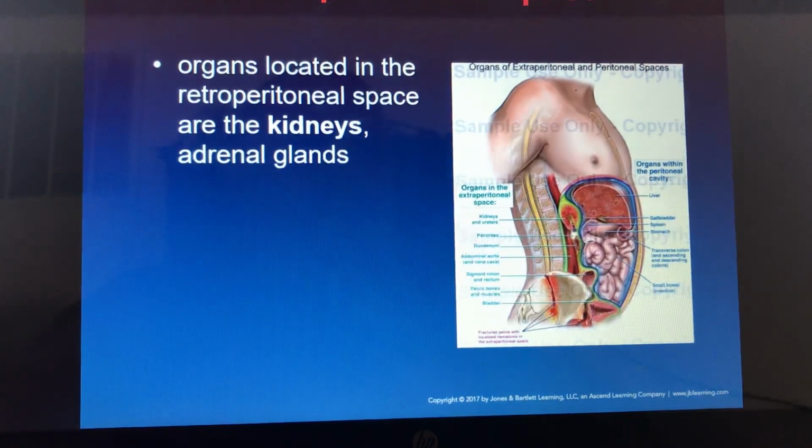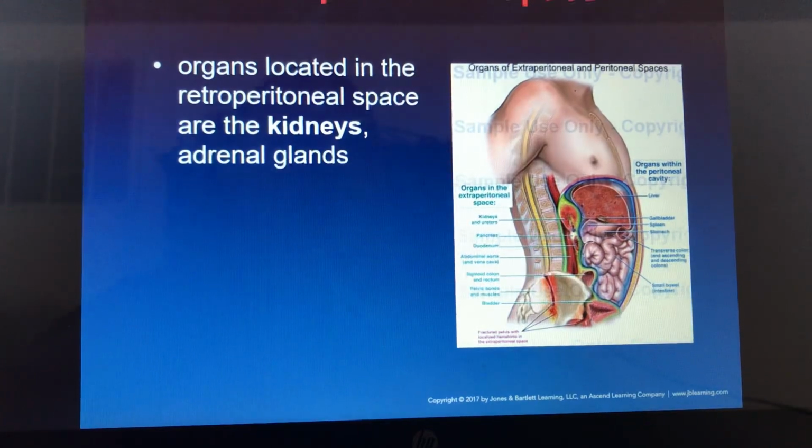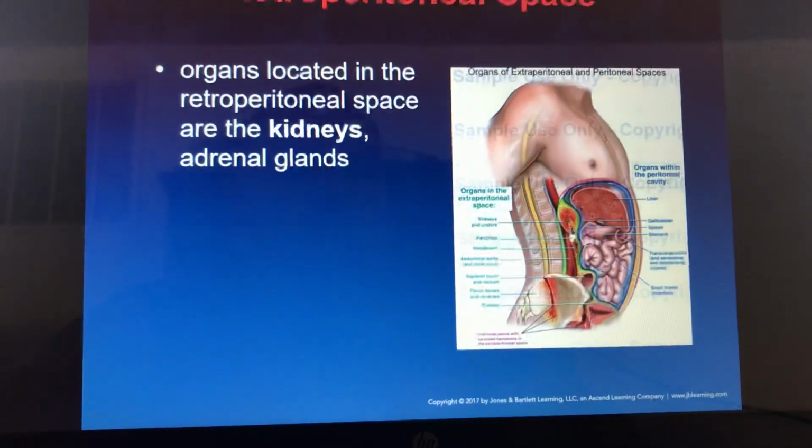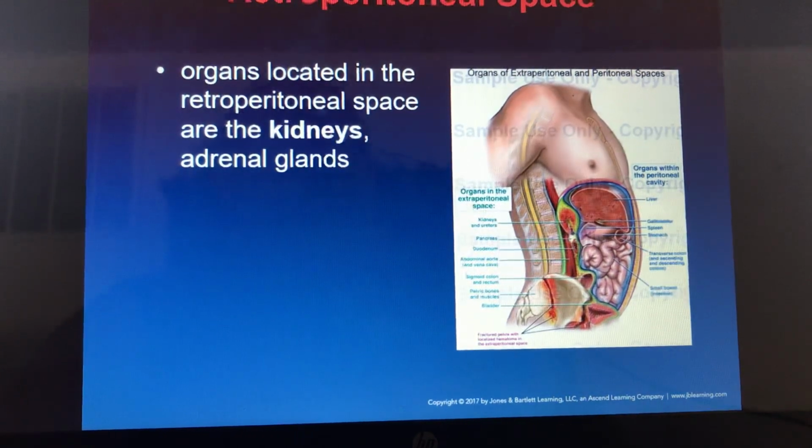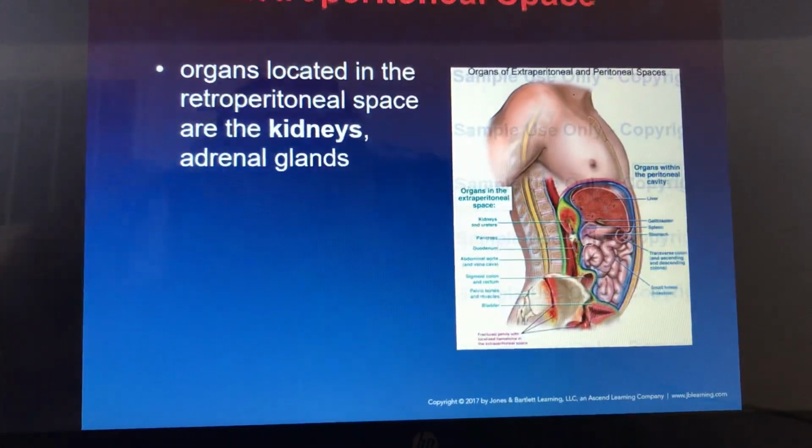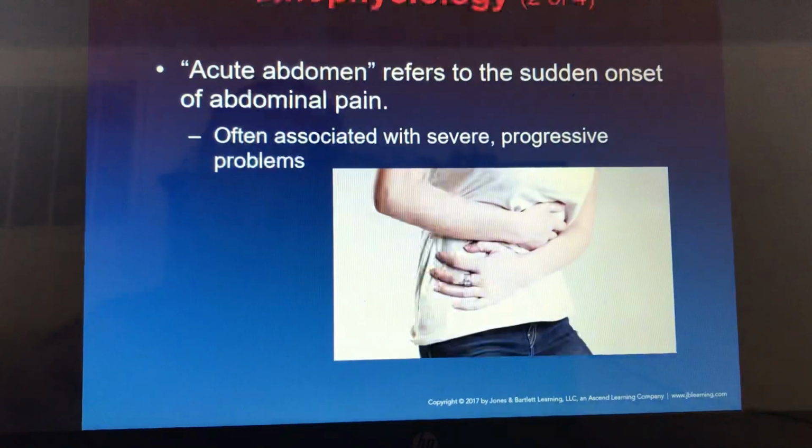There is an area behind the peritoneal lining called the retroperitoneal space. Retro meaning behind. One of the organs that is retroperitoneal is the kidneys. So if you see something that says organ that is retroperitoneal, there are some other things that are retroperitoneal, but when they talk about a retroperitoneal organ, it's going to be your kidneys. I want to throw that in there because you may see that on a test. I'm not saying my test, but I've seen this on the registry before.